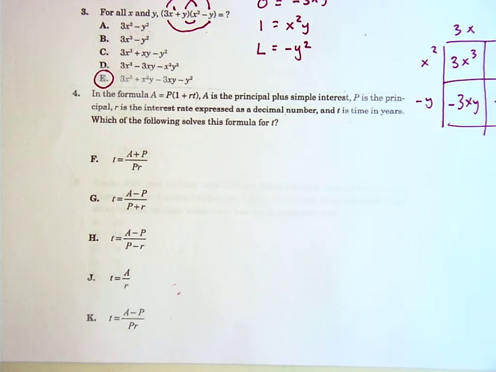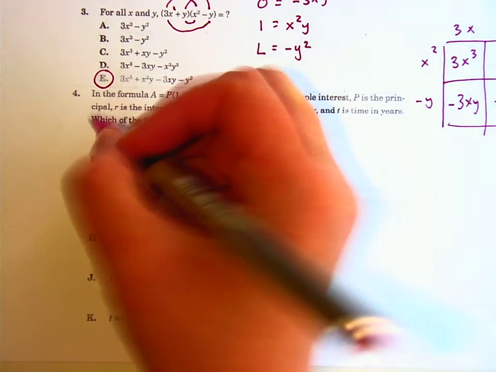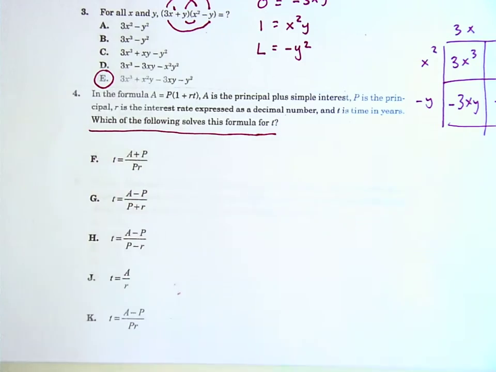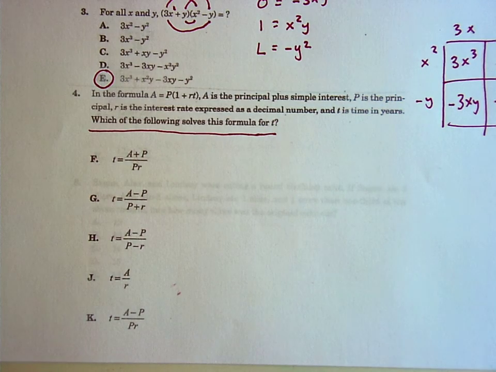All right, we got another formula. It says that A is the principal. It just kind of basically says what everything is. Which of the following... I'm not even going to read all of that. I'm just looking at the question here. It says, which of the following solves this formula for T?